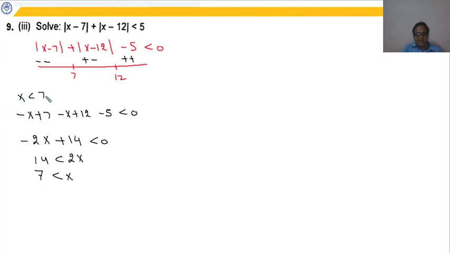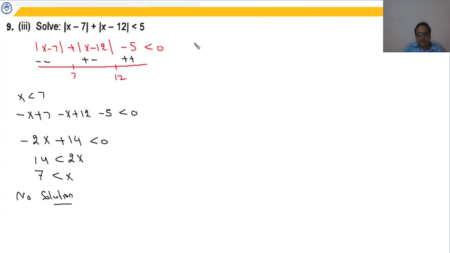Now we assumed x is less than 7, but we are getting values of x as greater than 7. So we are not getting any value at this point. So in this case it's no solution when x is less than 7. The first case doesn't give us any solution.